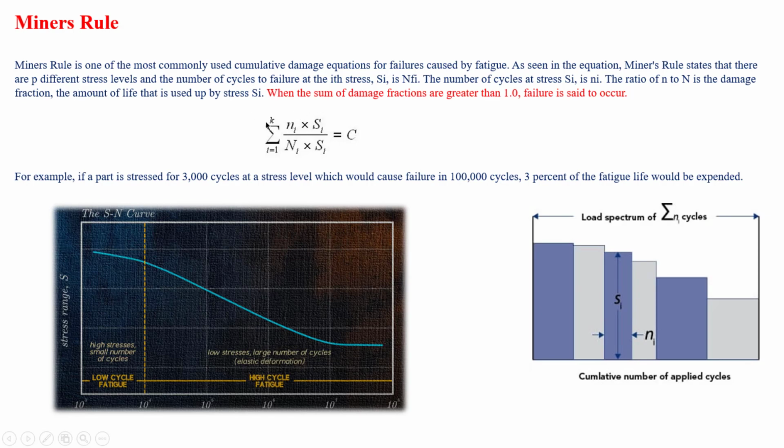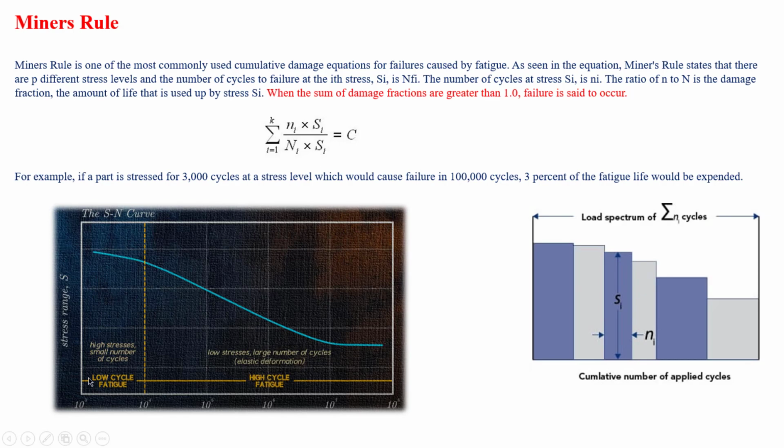So it will do a summation of multiple stresses versus the number of cycles for each, and it will give the total sum results. Let's say if I take a part stress for 3000 cycles, then what exactly can I say? 0.3%, sorry, 3% of the fatigue life is expended. So 3% is done, and the remaining is 97%, like that.